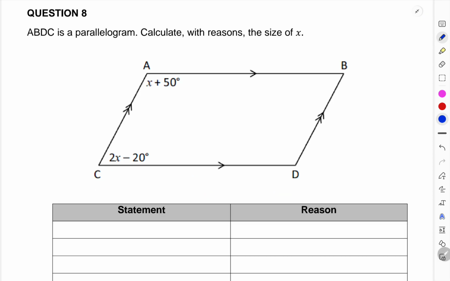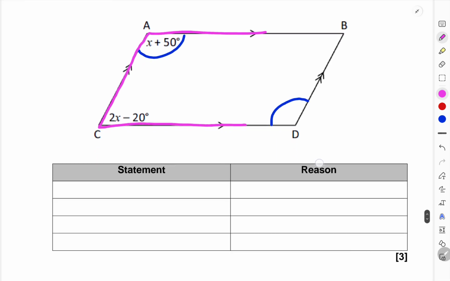Okay, question 8. ABDC is a parallelogram. What do we know about a parallelogram? Opposite sides are equal, opposite sides are parallel, opposite angles are equal, etc. Okay, with reasons, calculate the size of x. And people, the easiest way would have been working with your co-interior angles.